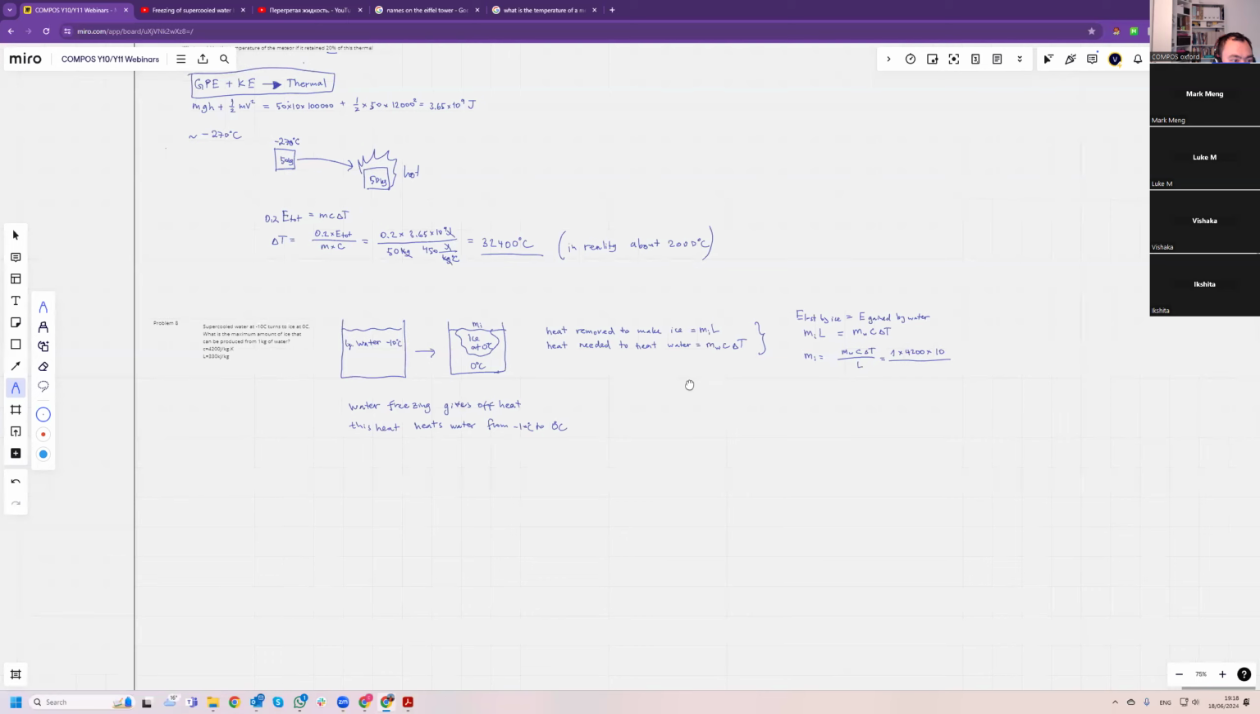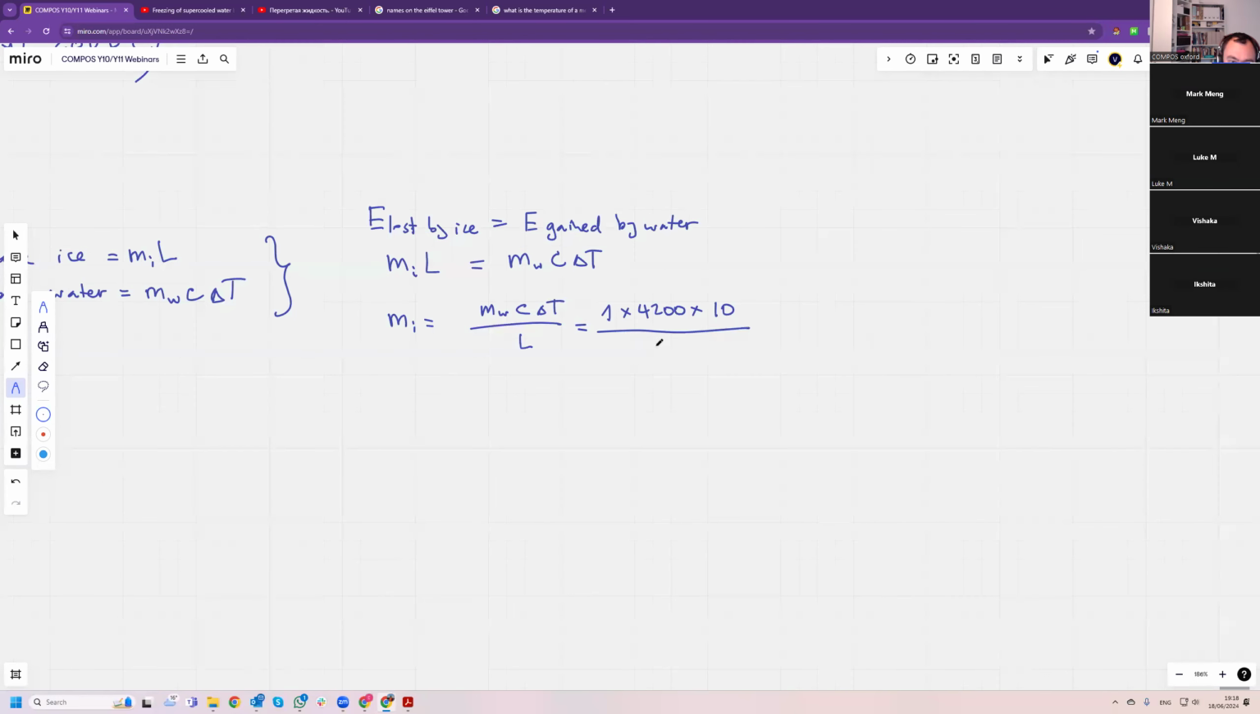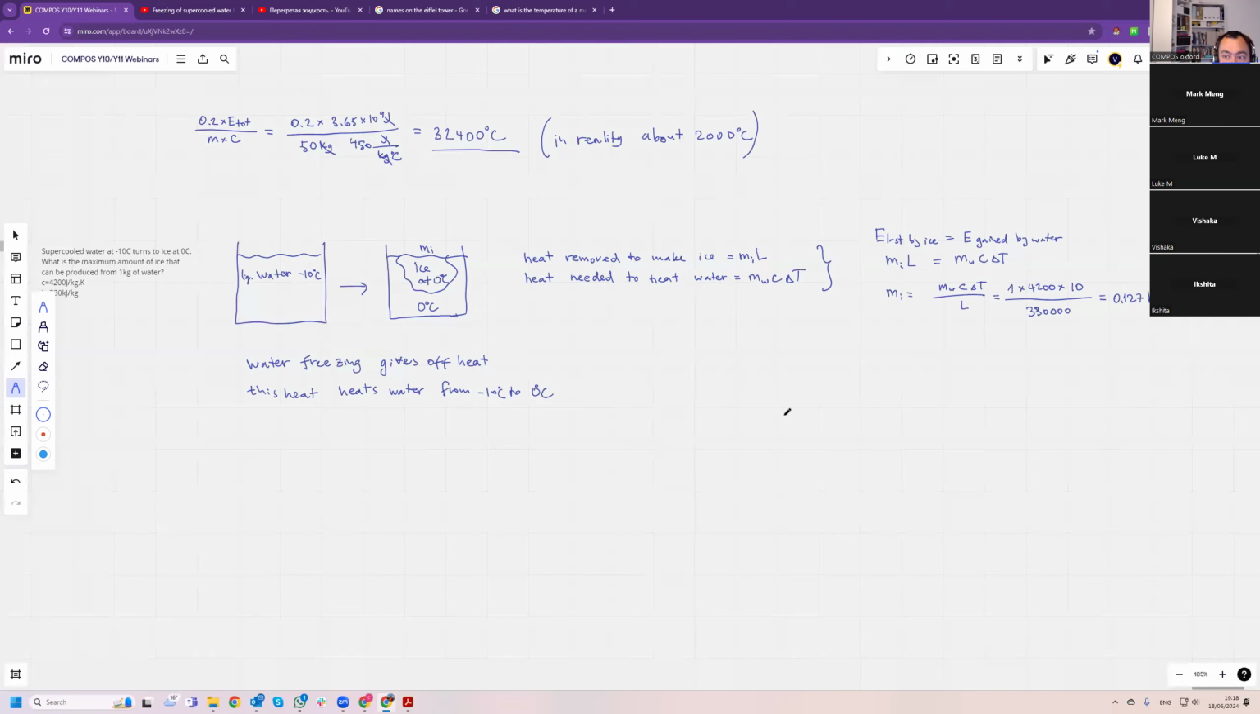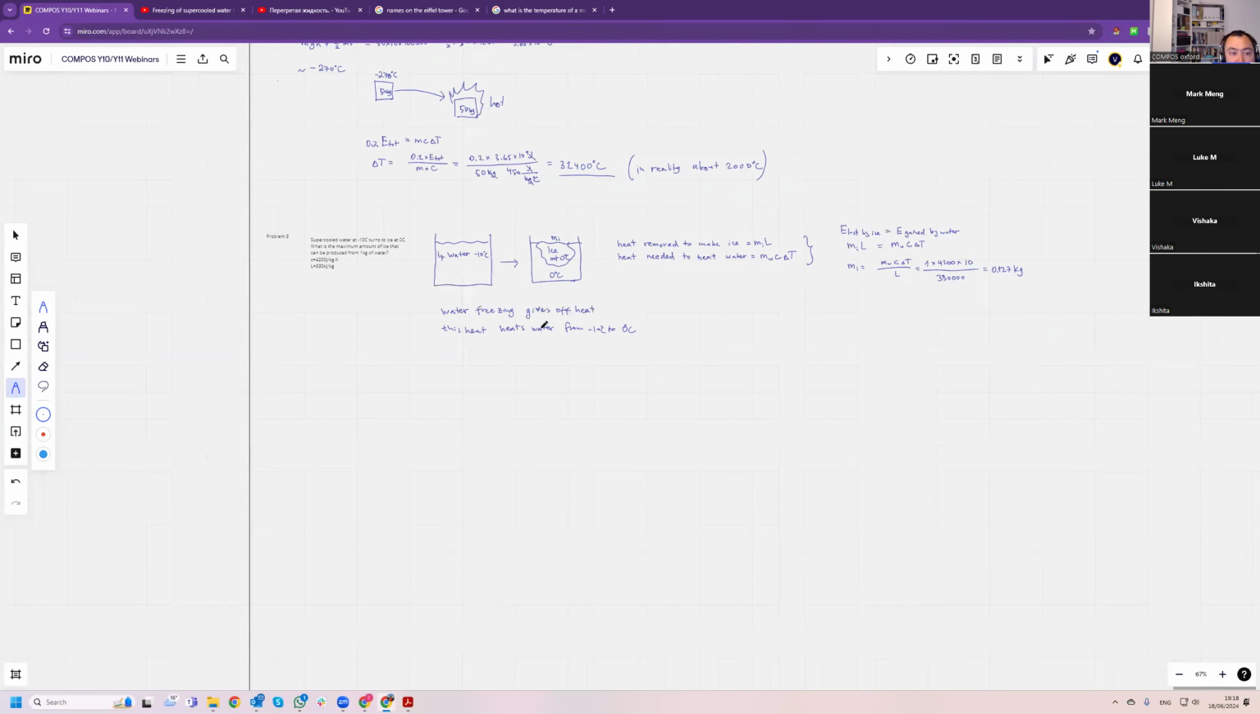That is 330,000, which gives us 4,200 times 10 divided by 330,000, which is 0.127 kilograms. Nice. 0.127 kilograms.